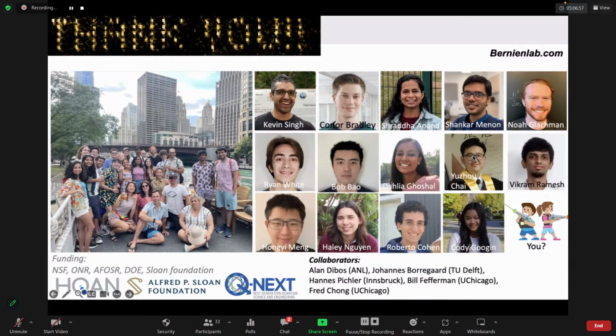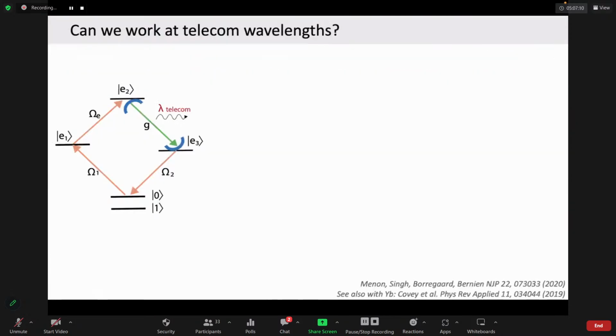So how does this background-free technique work? The imaging technique? Yeah, that's an excellent question. The background-free imaging technique is very much related to the way we also want to create entanglement. We want to create entanglement at the telecom wavelength by working between excited states. So we basically have two laser fields that take us to a higher excited state. For example, for rubidium it would be a 4D state to get telecom photons out.